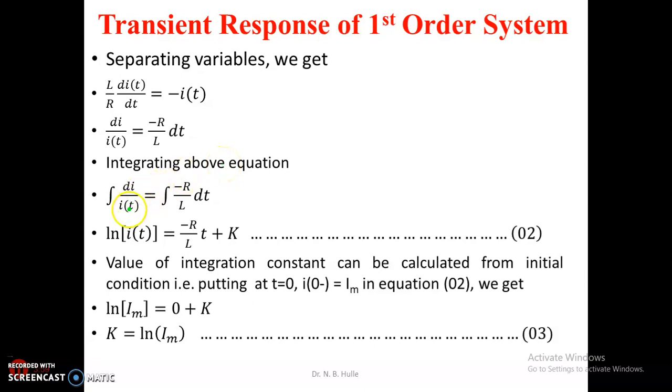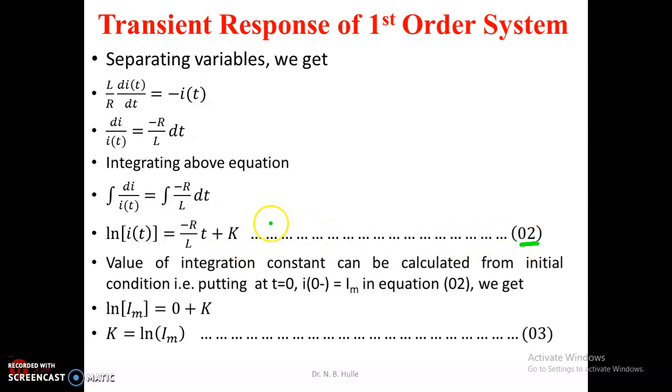the differentiation of the denominator is available in the numerator, that's why log of the denominator will be its integration, that is log of i(t) is equal to, on the right hand side, minus R by L, which is a constant, and the integration of dt is nothing but t, plus some constant of integration, that is k, and we will name this equation as equation number 2.